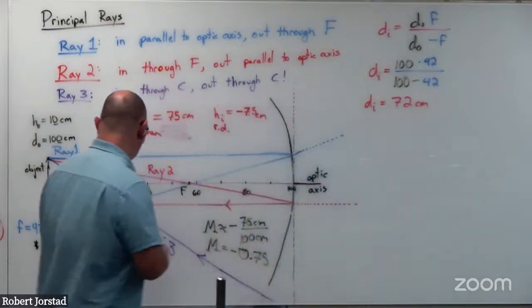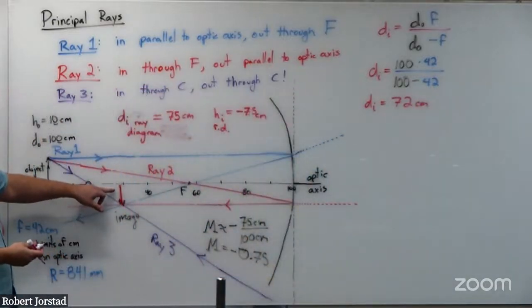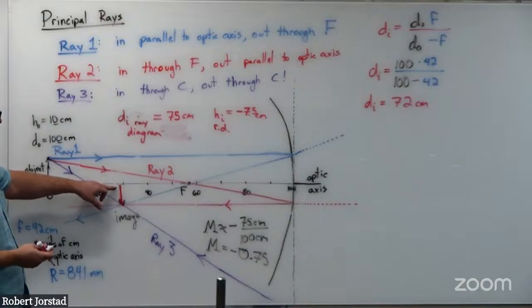That matches up really well with this image, right? So I rounded it to 75. We knew it was somewhere between 72 and 75.